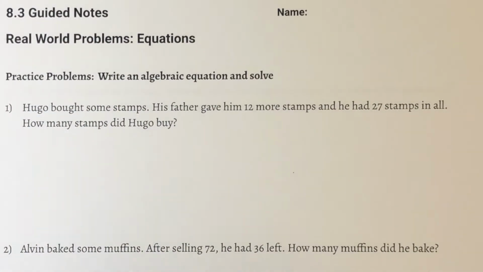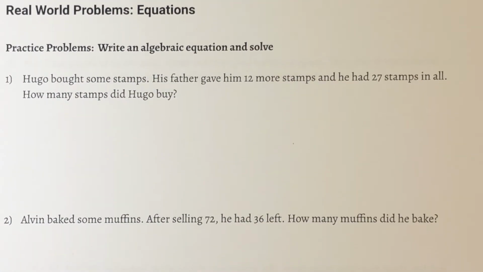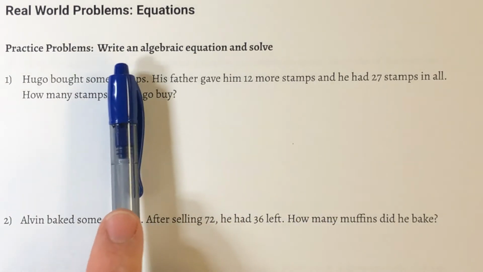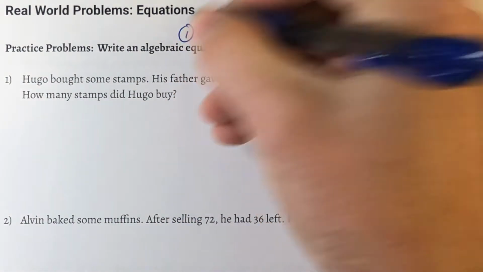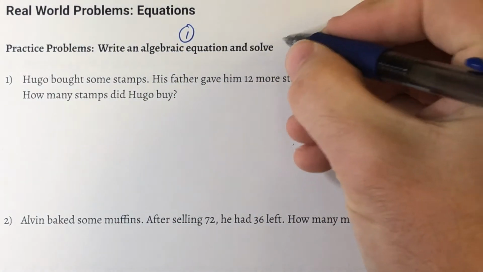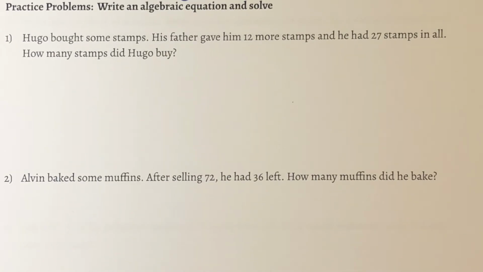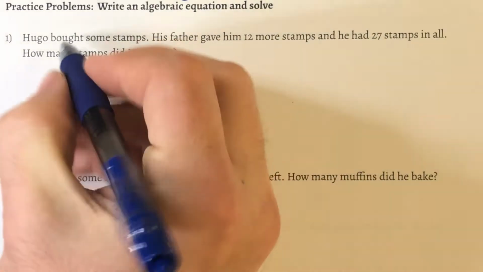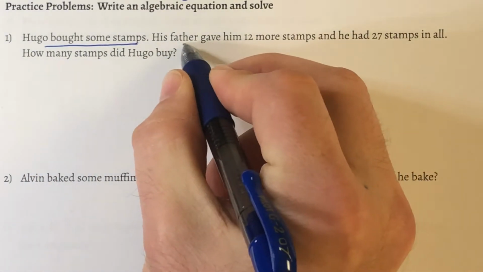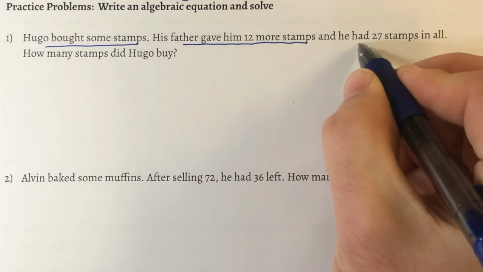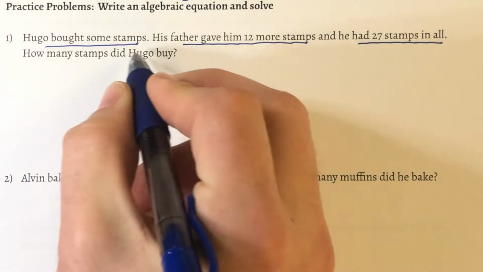So today we're going over 8.3 equations, specifically how to write an algebraic equation based off of a word problem and solve it. So we're just going to jump right in. Our directions are to write an algebraic equation, so that's step 1, and then solve, so step 2. So there are specifically 2 things we have to answer. Our first example says Hugo bought some stamps. His father gave him 12 more stamps, and he had 27 stamps in all. How many stamps did Hugo buy?